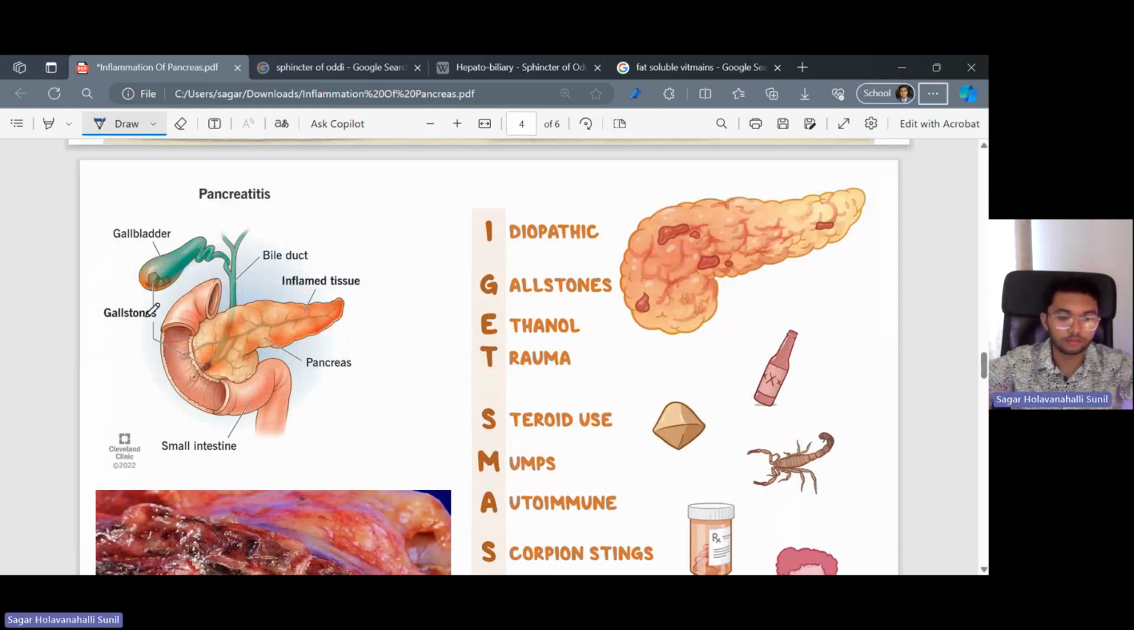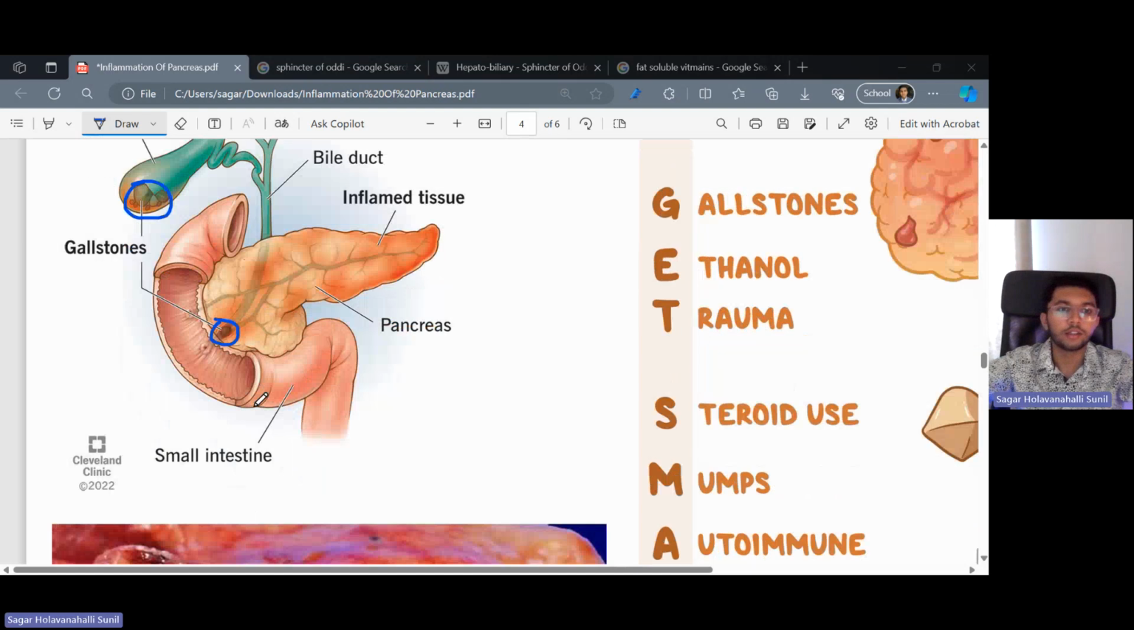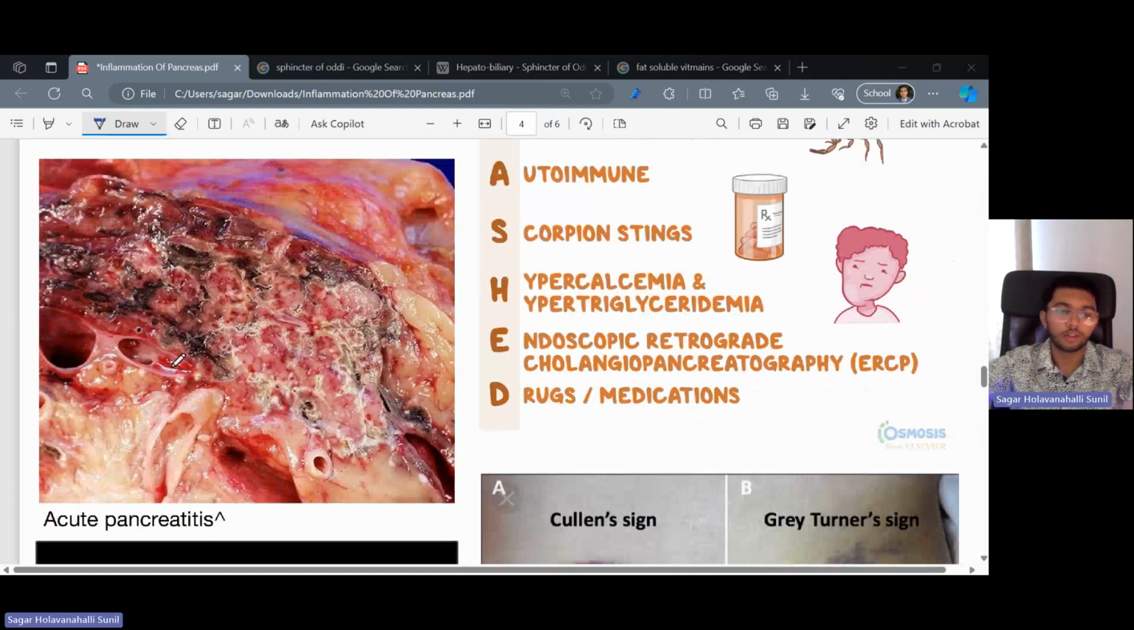Here are some pictures. You have gallstones over here, and gallstones here. You can use ultrasound to examine them. Usually the tissue is inflamed when you find gallstones, so you have to suspect pancreatitis. So perform a CT scan. And then you can also look at this picture.